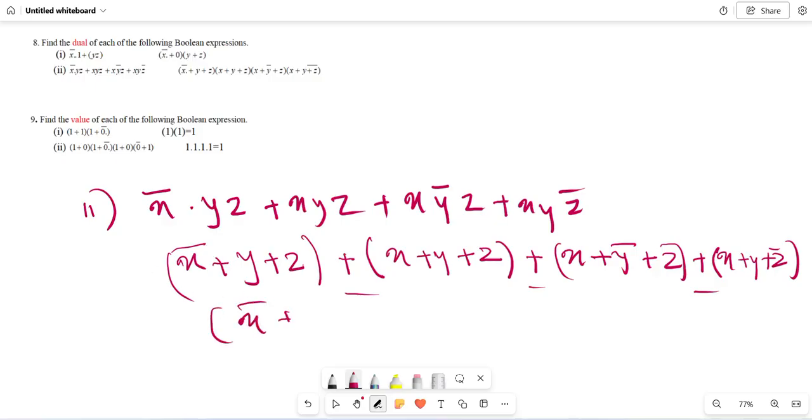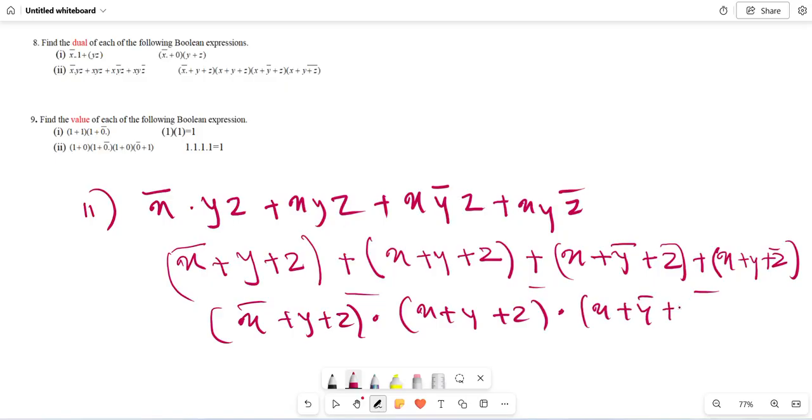So x bar plus y plus z, dot, x plus y plus z, dot, x plus y bar plus z, dot, x plus y plus z bar. This is the answer. Okay, in that way you can see that's the answer we are getting here. So that is simply the duality.